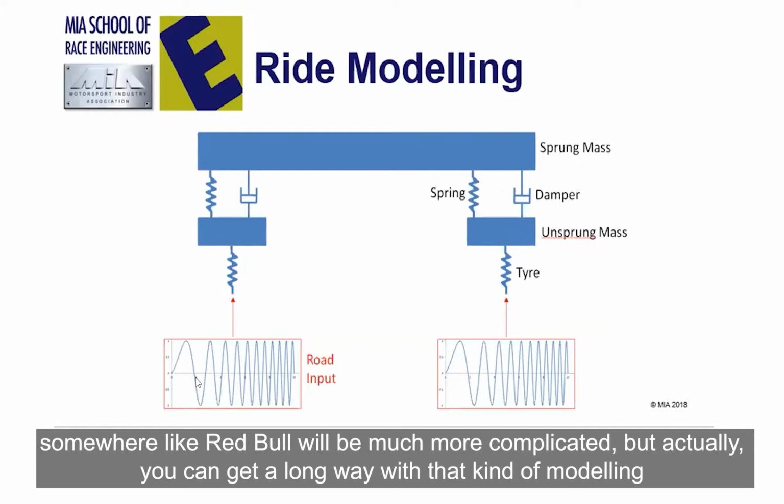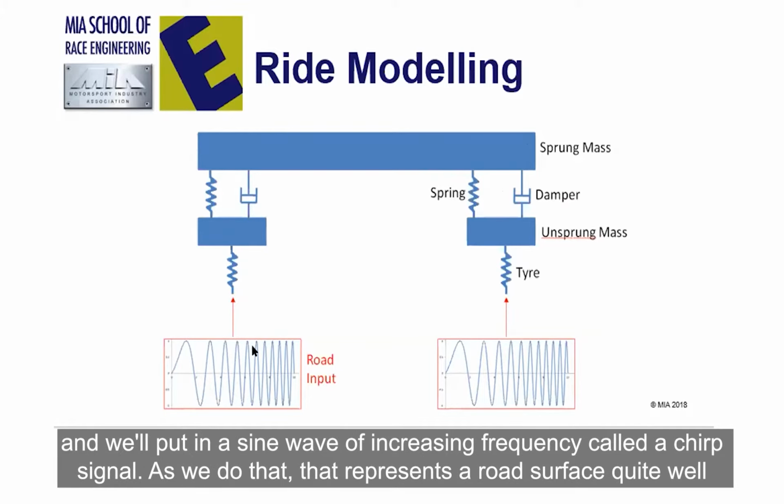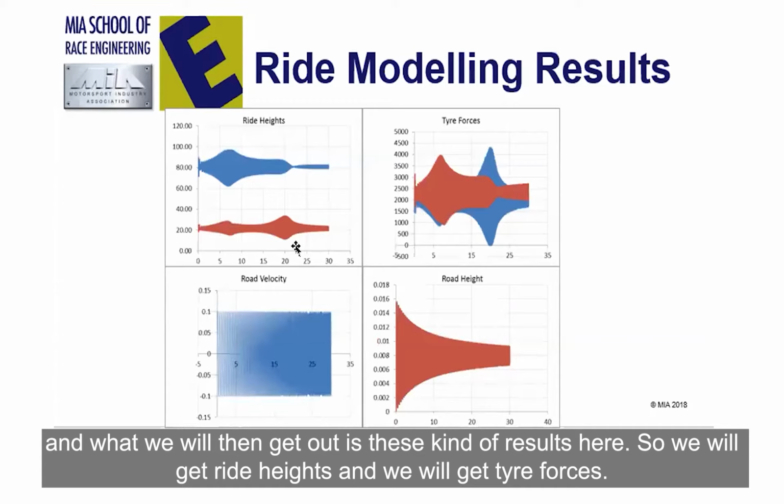Somewhere like Red Bull will be much more complicated, but actually you can get a long way with that kind of modeling. And we'll put in a sine wave of increasing frequency called a chirp signal. As we do that, that represents a road surface quite well. And what we will then get out of these results is ride heights and tire forces.